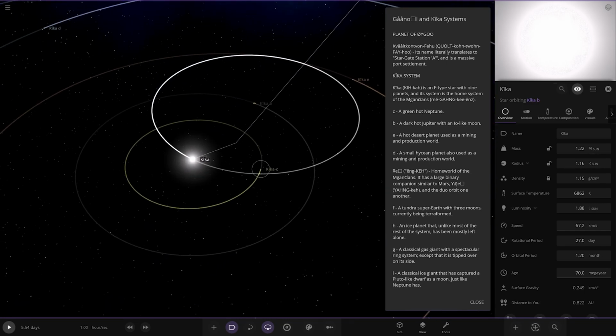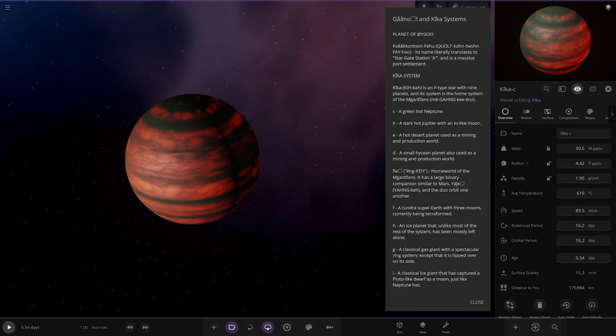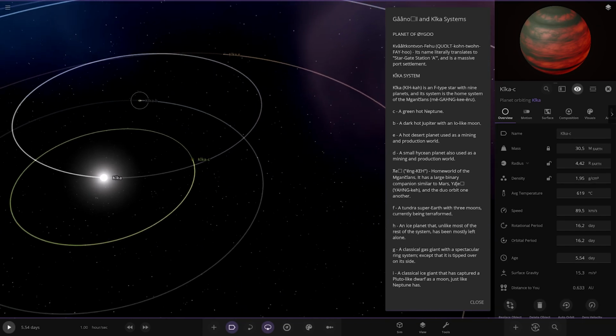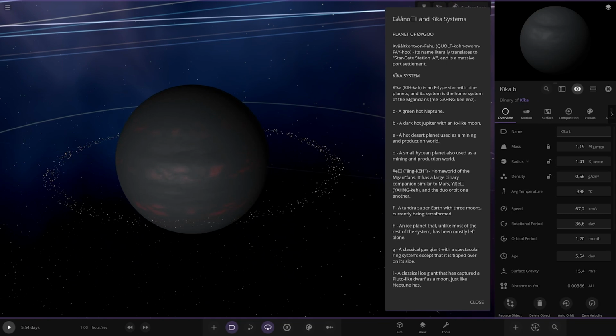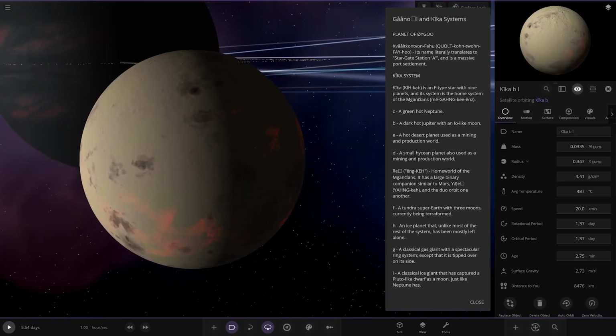Right, first up, we have... Oh, here's some... Okay, so we've got some coloured stuff now. A green hot Neptune. Interesting colour choice. Okay, green. Next up, we've got B, a dark hot Jupiter with an Io-like moon. I'm guessing that's this one. Back to the greys. There it is. There's the moon. Okay.